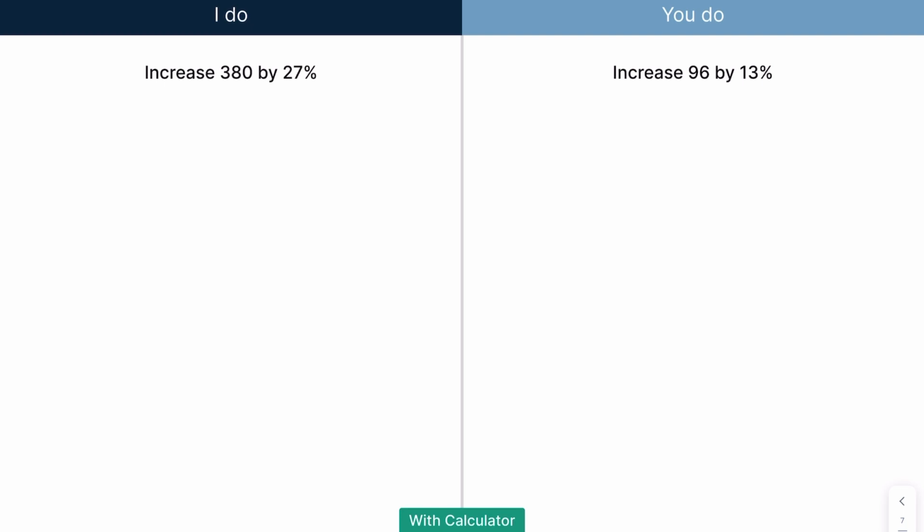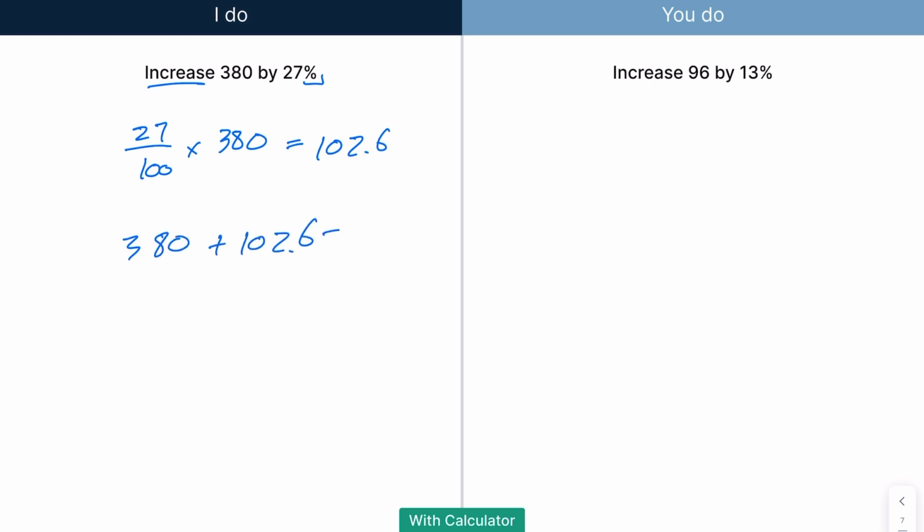Now, we can write 27% as a fraction. So percent just means out of 100. So we can write 27 out of 100, multiply that by 380. And if you multiply that by 380, we will get 27% of 380. Now, that becomes 102.6. But we've been asked to increase this by 27%. So the final answer is going to be 380 plus 102.6, and that becomes 482.6. So just as a recap, find the percentage you need. Once you've got that, then just increase it.